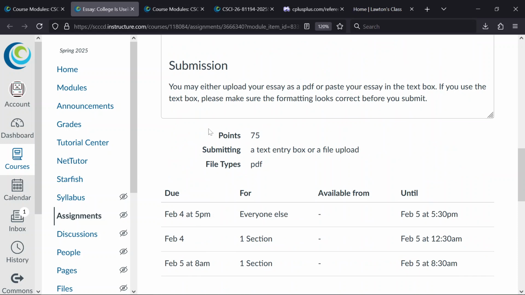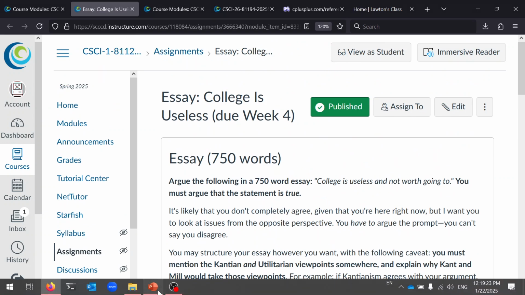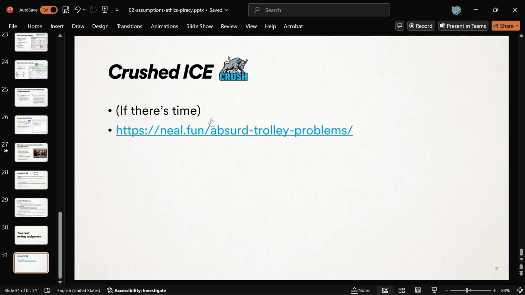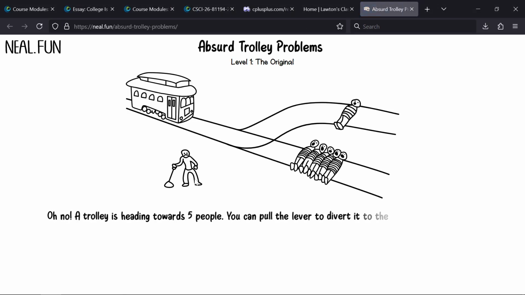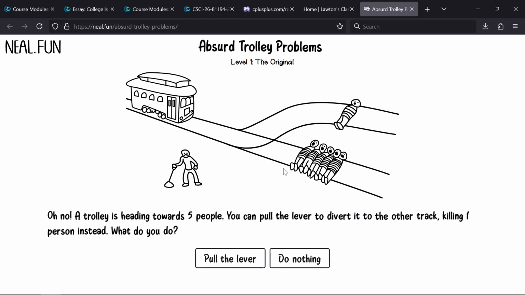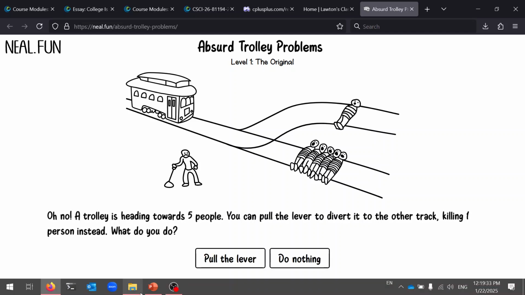So keep track of the due date. That's your essay. And if you look at the slides, I included a fun little link. There's no time for it, but it's just weird versions of the trolley problem that you might find enjoyable. You can try that at home if you would like. But I think that's all that I have to say for the day.